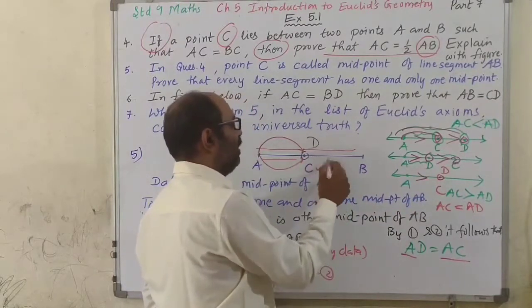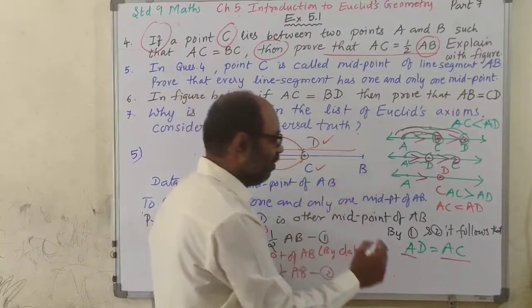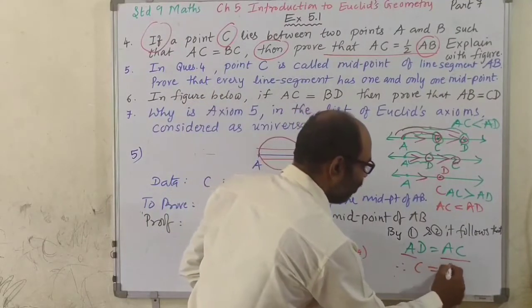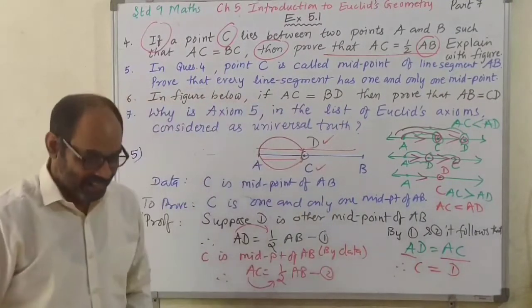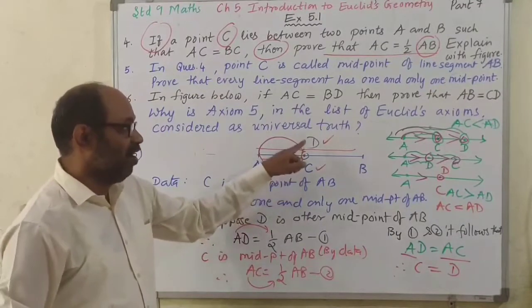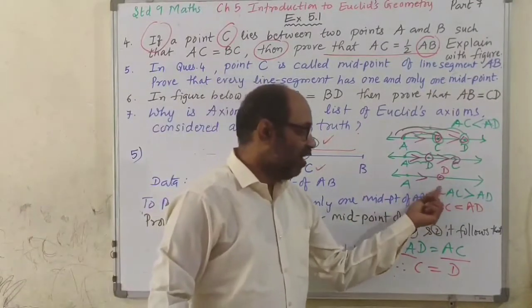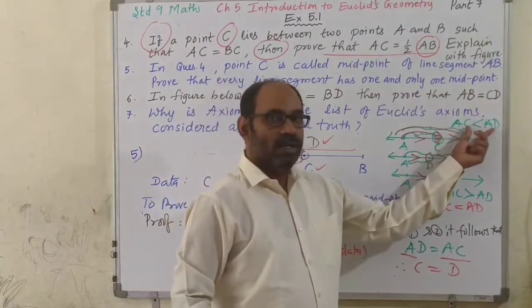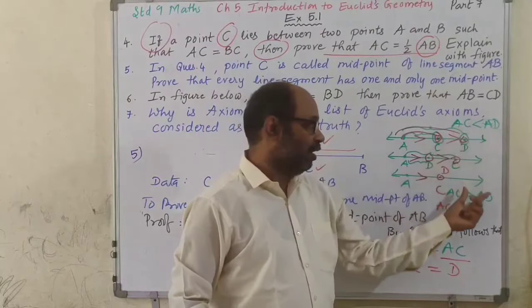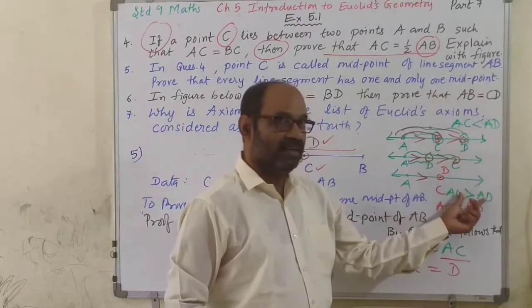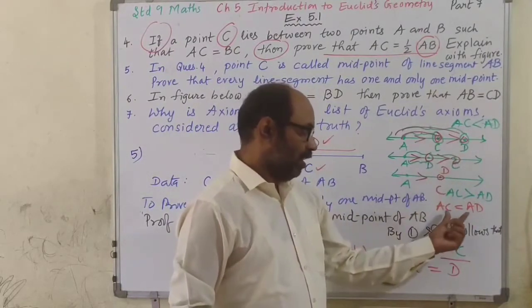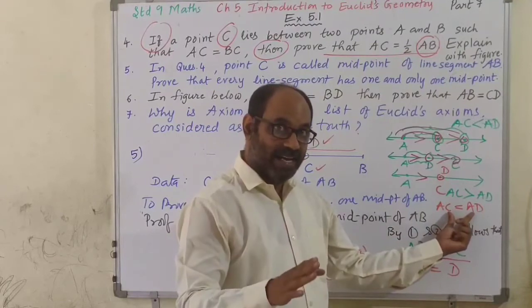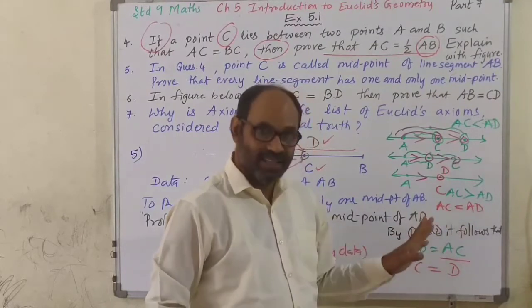So what can you say about these 2 points C and D? Equal. Therefore, C is equal to D. Point C और point D equal होंगे. Do you understand? देखो, if the two segments are unequal, less या greater, then the 2 points are distinct. But if the two distances are equal in the same direction, then those points are same.